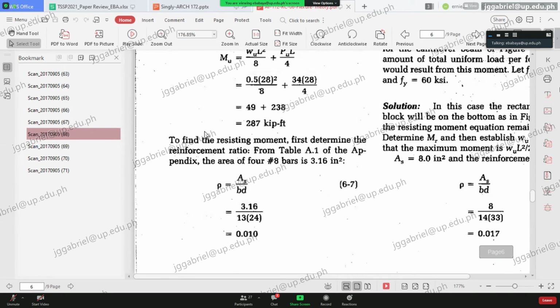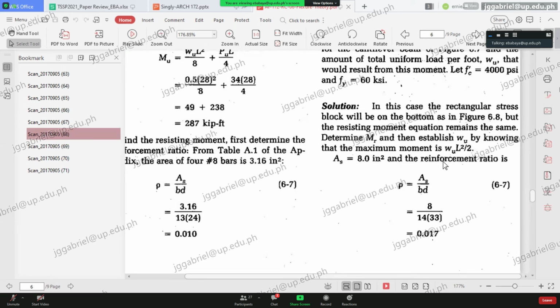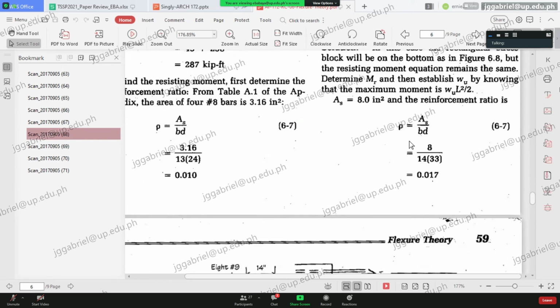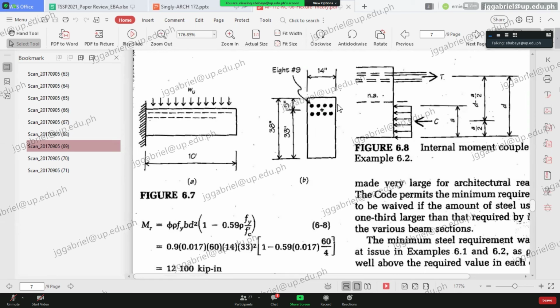Okay, here we compute for the steel ratio, or reinforcement ratio. Rho would be AS, which is 8 square inches, over 14 times 33. So rho would be 0.017. Take note, your F prime C is 4,000, Fy is 60 KSI. There, this is our reinforcement.